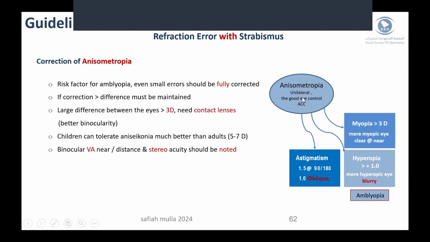Anisometropia, if they have that, so we have a unilateral. The good eye is in control of accommodation, so you have to consider this. If they have more than 3 diopter, we said we correct them and we want to make the image clearer for them at near. If they have astigmatism 1 diopter, 1.5 diopter with the rule, and if they have oblique 1 diopter, then you need to correct them. Hyperopia more than 1 diopter, you need to correct them because the more hyperopic eye is a lazy eye, and then the child could have amblyopia in this eye. So if there is a difference between the 2 eyes, more than 1 diopter in the hyperopia, you need to correct the child straightforward.